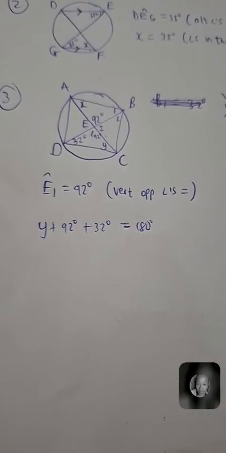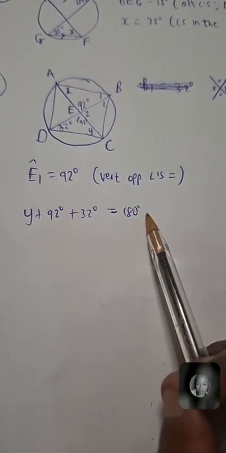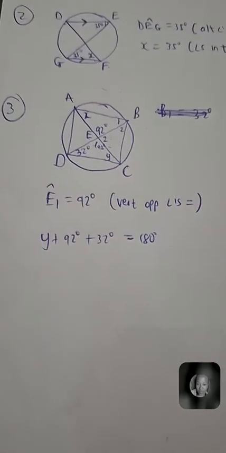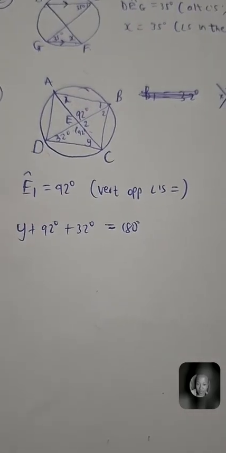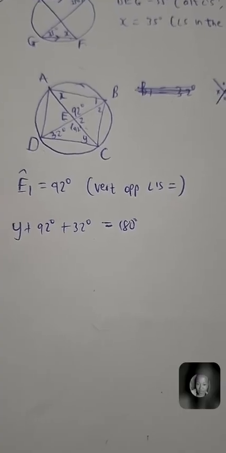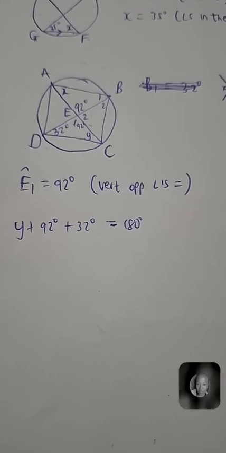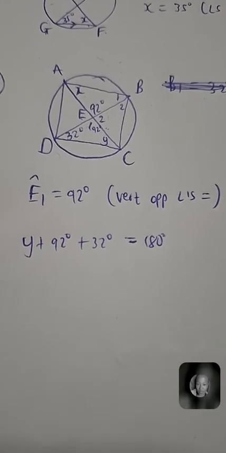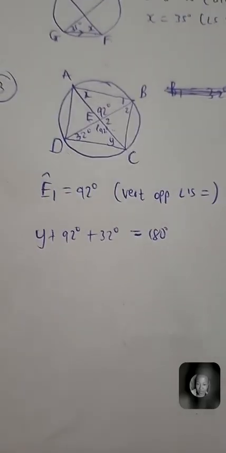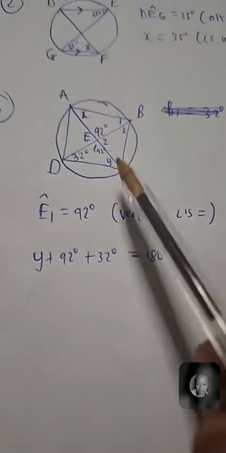Y plus 92 degrees plus 32 degrees equals 180 degrees. Okay, I tend to want to agree with you if you can give me a strong reason why. For me, it's isosceles angles. Once again, how do you know it's an isosceles? Sorry, I don't know the reasoning. That's fine. Let's go back.